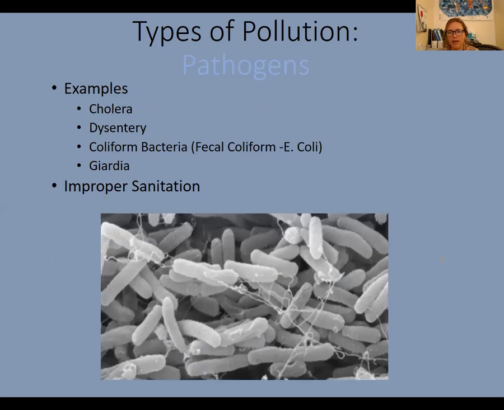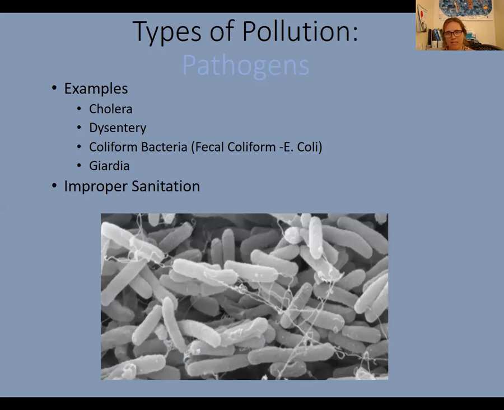Okay, so now that we kind of understand the framework, I want to talk about some different types of pollutants, and these are the types of pollutants that are, one, monitored according to the Clean Water Act and also discussed in the textbook. And so we'll go through some different types and talk about some concerns associated with them. So the first group are pathogens.